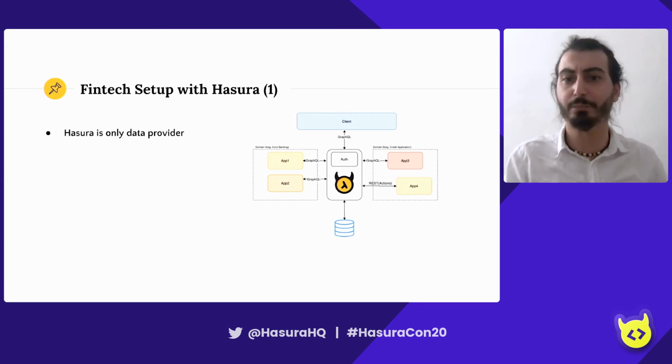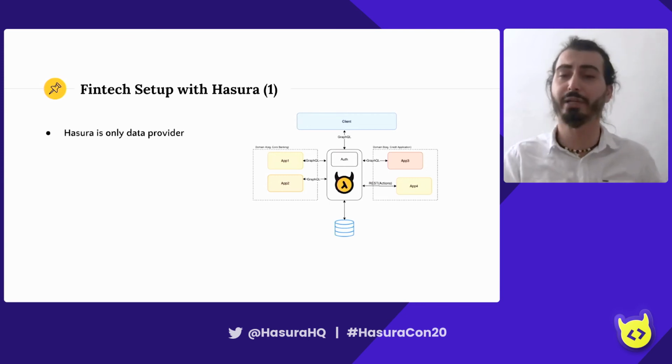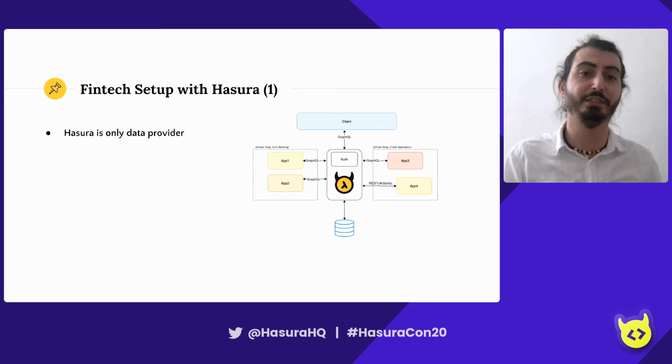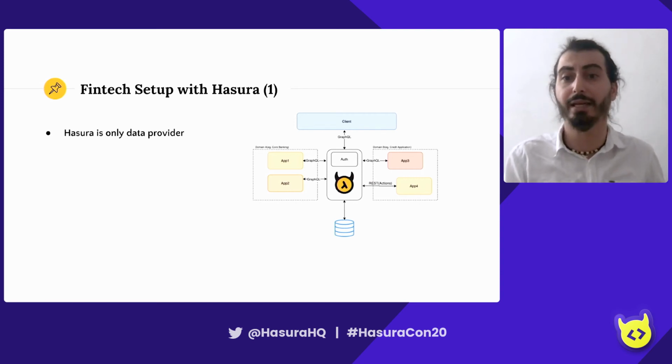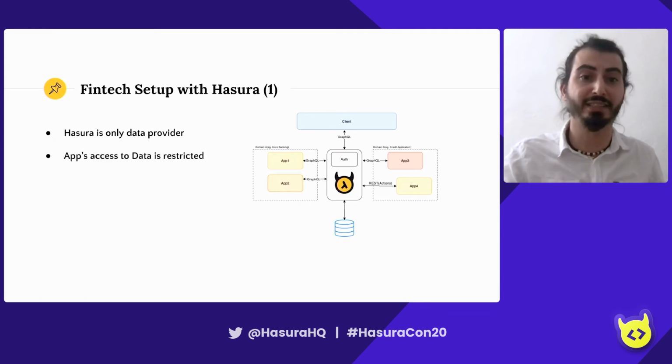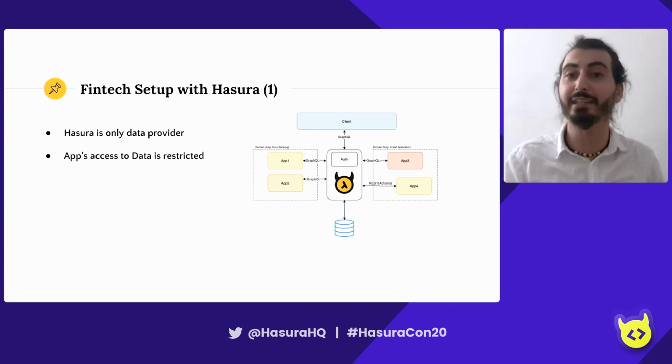Hasura is the only data provider. We conform to the 3-factor app. Everything that needs to be represented as data goes through Hasura, and every action is actually restricted. So if you don't hold the right token for that data, it doesn't matter who you are, developer or client, you're left out.